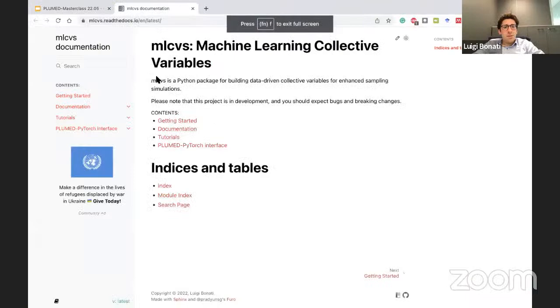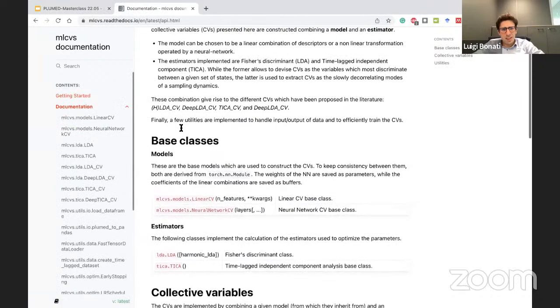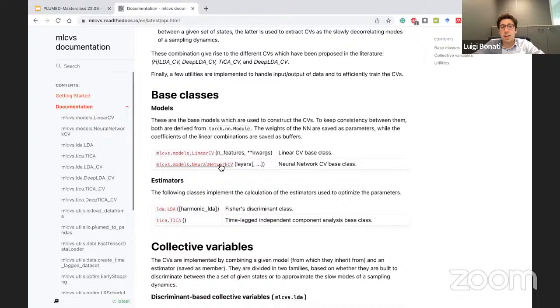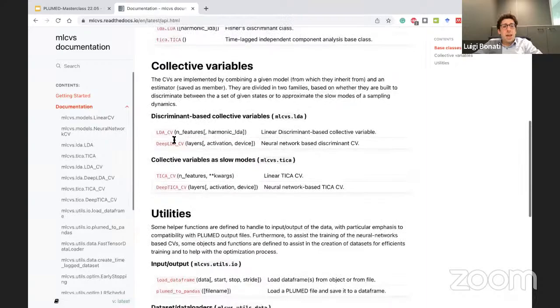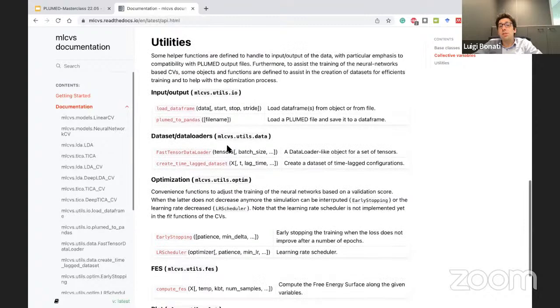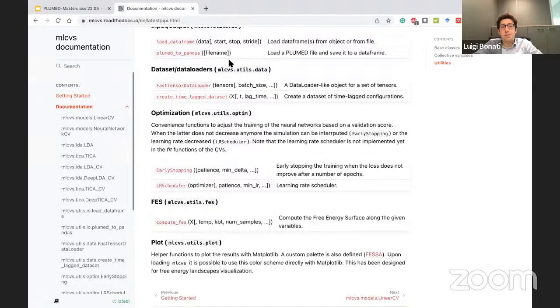If you look at the documentation, you can see how the code is structured. We have different models, from linear combinations to neural networks, but it's easy to implement other ones. These are optimized using different estimators like LDA or TICA. Then we have a lot of different utilities for reading the data and for training, such as efficient data loaders for PyTorch, optimization schedulers, and also some utilities to compute the FES and to plot them.